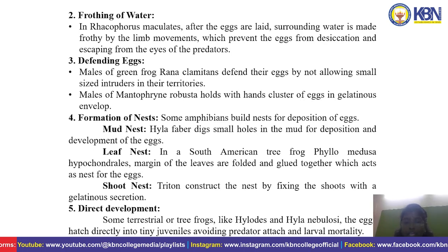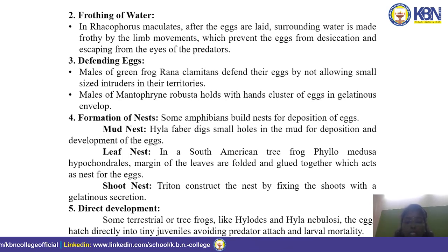Next, leaf nest. In a South American tree frog, Phyllomedusa hypochondrialis, the margins of the leaves are folded and glued together, which act as a nest for the eggs. They prepare their nest through the tree leaves. Next, shoot nest. Triton constructs the nest by fixing the shoots with a gelatinous secretion.